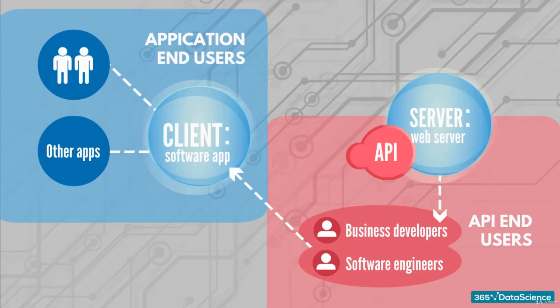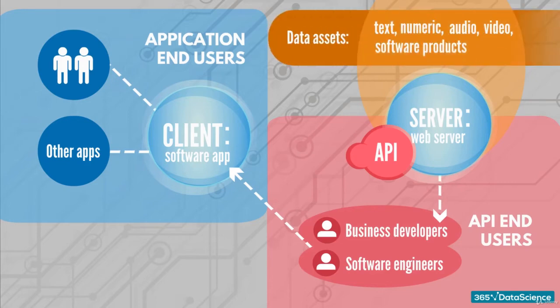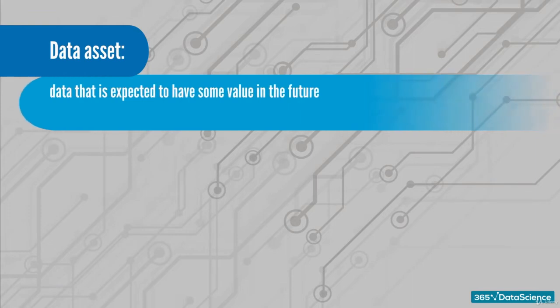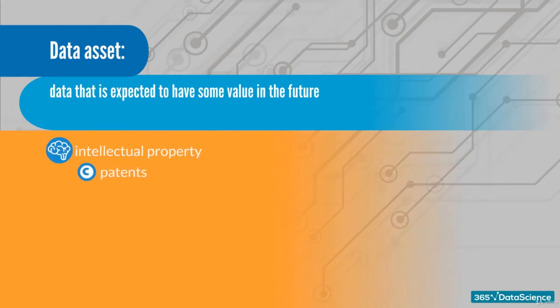Furthermore, do not think that people connect to such data servers just to retrieve bulky data sets with text, numeric values, audio, or video files. Apart from access to such information, servers contain and provide specific software products too. The term comprising the types of information you could obtain from a server is data assets. A data asset in general is just data that is expected to have some value in the future. Everyday examples include intellectual property, such as patents or a song you composed. You may obtain financial benefits from selling these assets later.